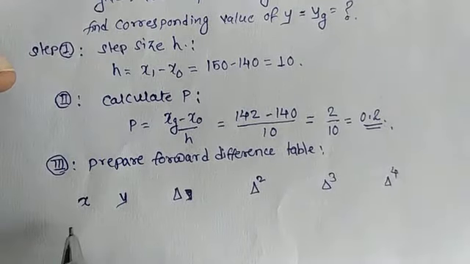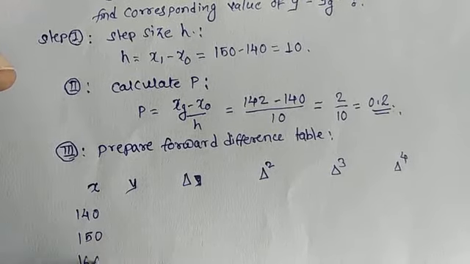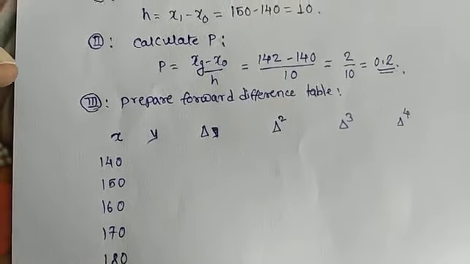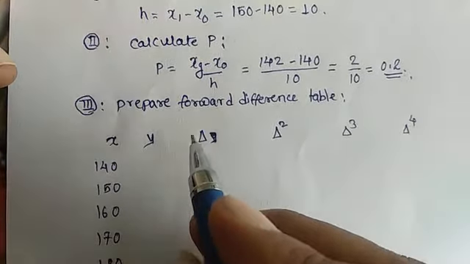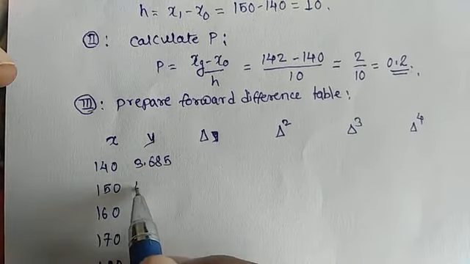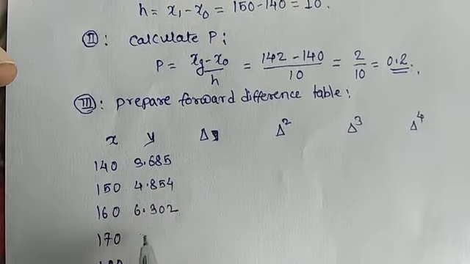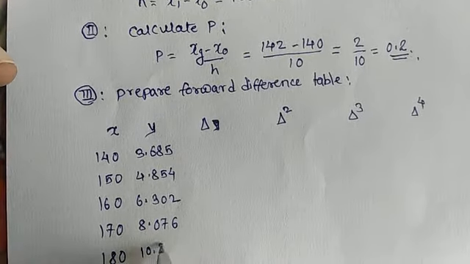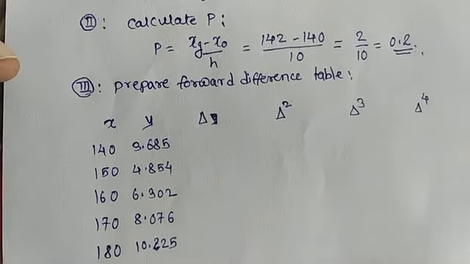Okay, now the values of x are 140, 150, 160, 170 and 180. Next, the values of y: the first value is 3.685, next value is 4.854, next it is 6.302, next it is 8.076, and last it is 10.225. Okay, so these are the values of y which are given.